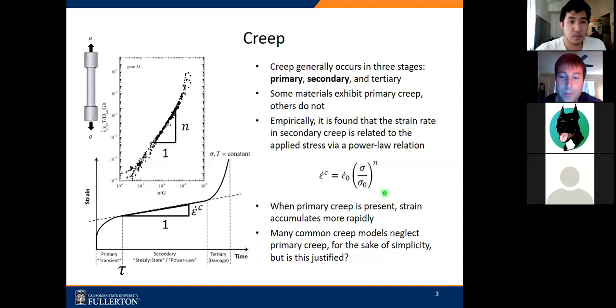When primary creep is present, strain accumulates more rapidly, as you can see here. And a lot of creep models actually neglect primary creep, usually for the sake of simplicity. A constant theme throughout this presentation is going to be asking whether that's a justified approximation.